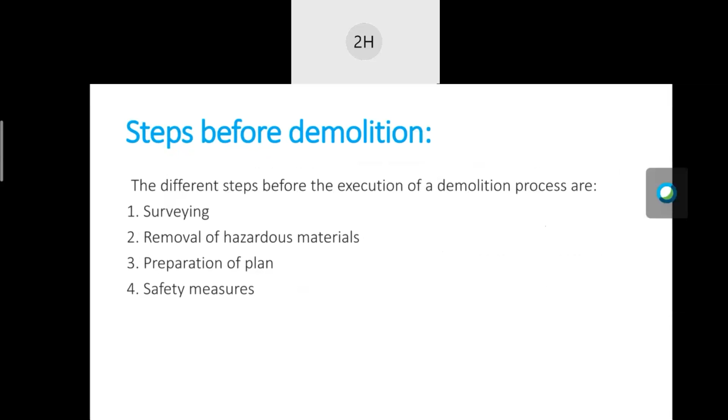Steps before demolition. The different steps before the execution of the demolition process are: first is surveying, second is removal of hazardous material, third is preparation of plan, fourth is safety measure. Next slide.